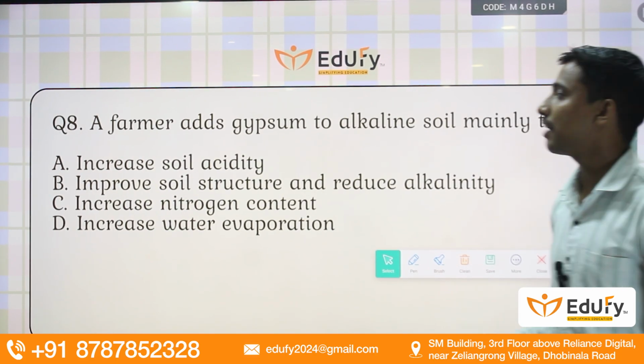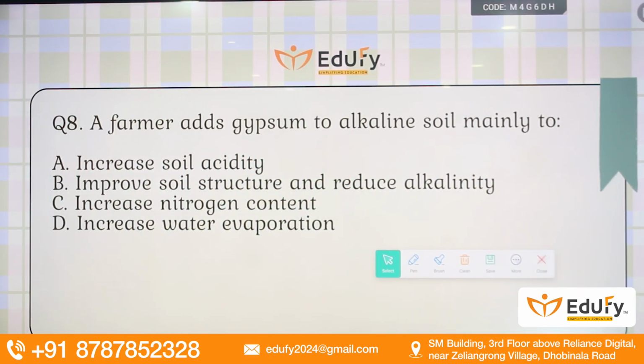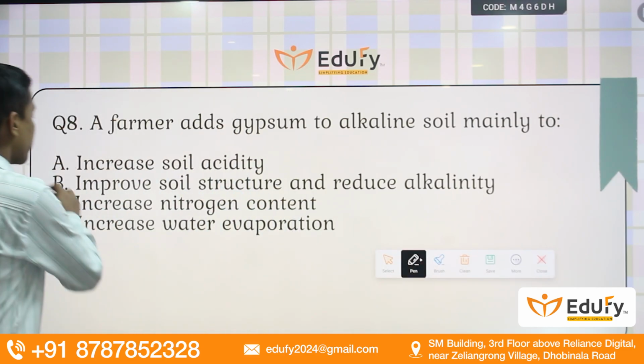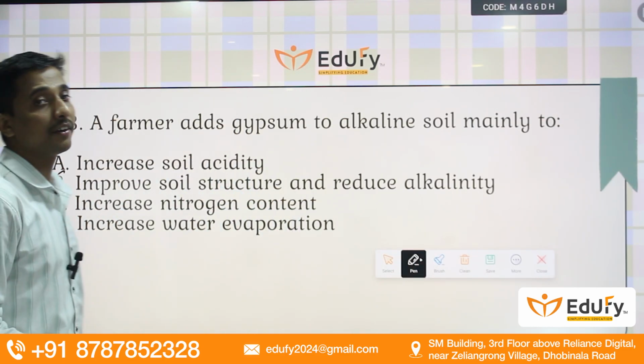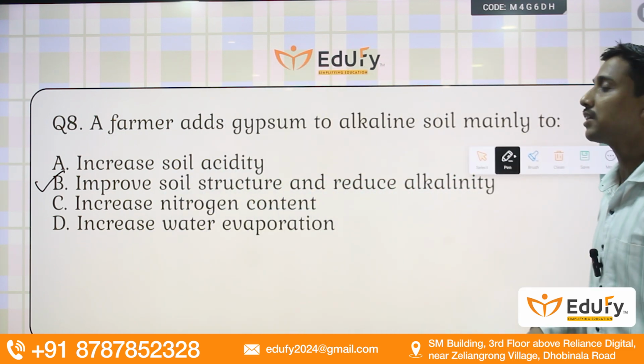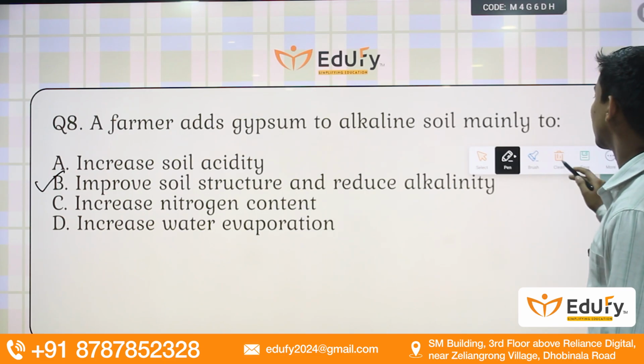Guys, the next question: a farmer adds gypsum to alkaline soil mainly due to... so guys, what happens if we add gypsum to alkaline soil? It will improve the soil structure and reduce the alkalinity. So that is the main purpose of a farmer adding gypsum to alkaline soil.